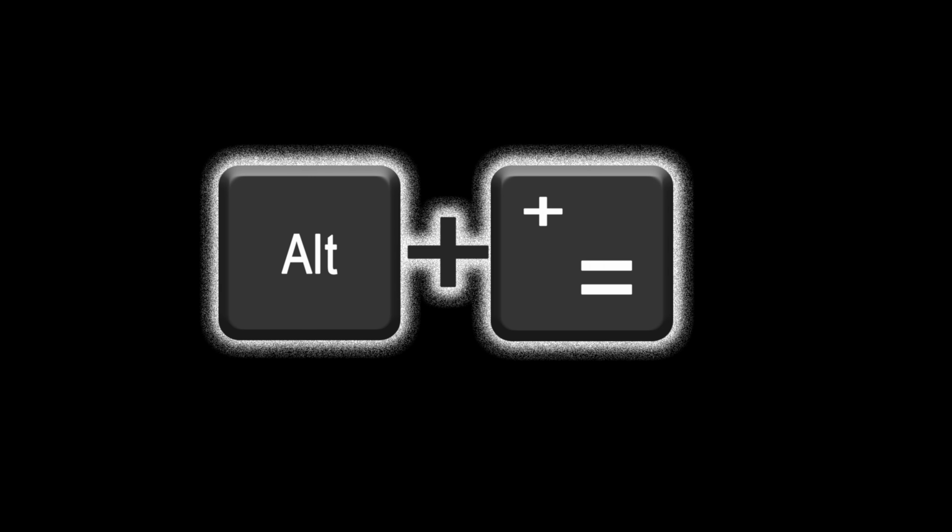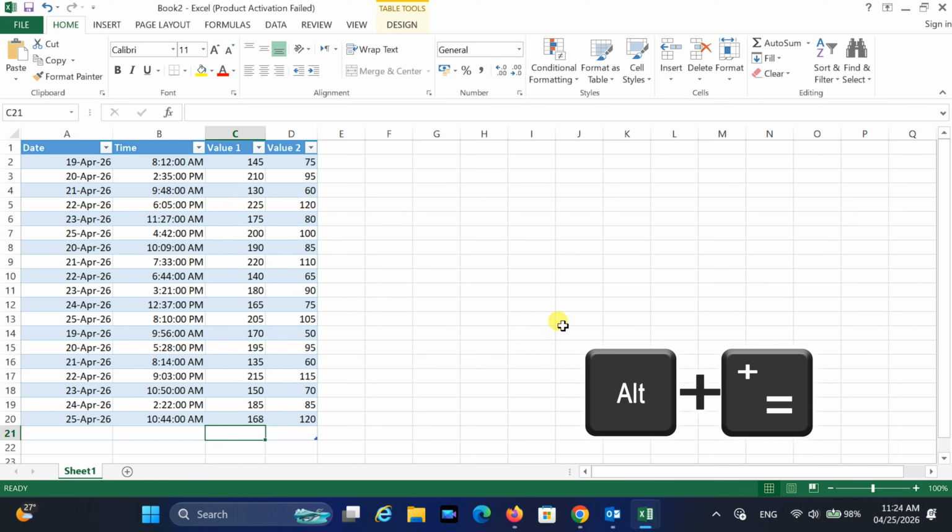Number 4. Alt plus equals. Press Alt plus equals. This quickly applies the AutoSum formula. Excel will automatically suggest a range. Just hit Enter.